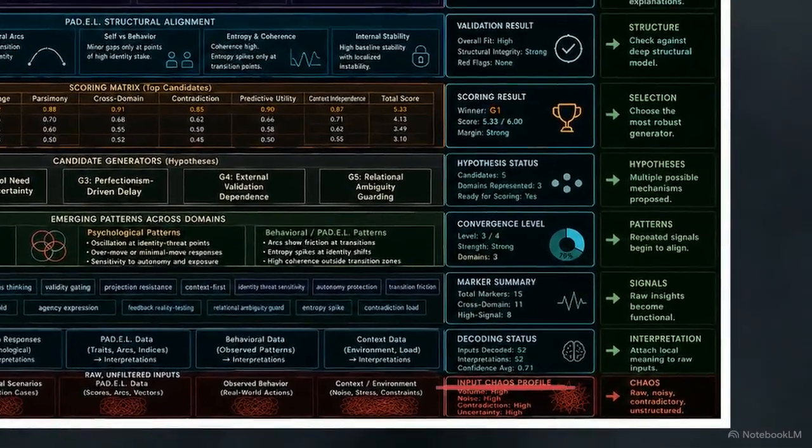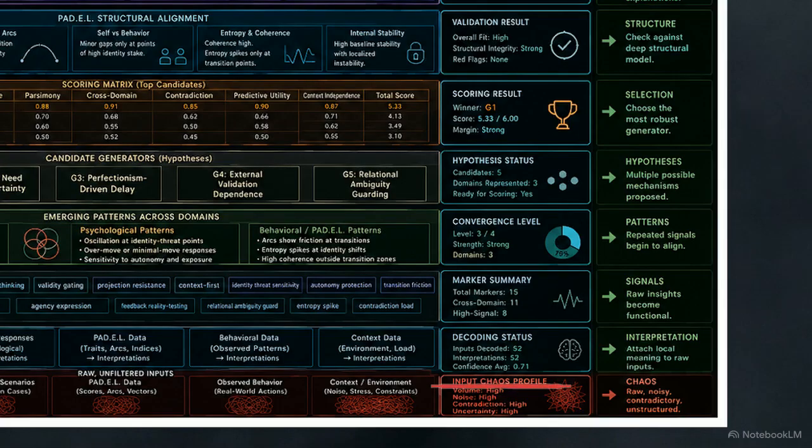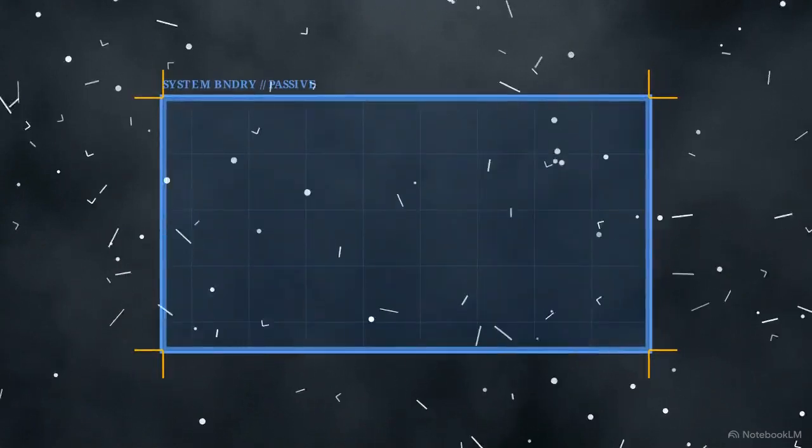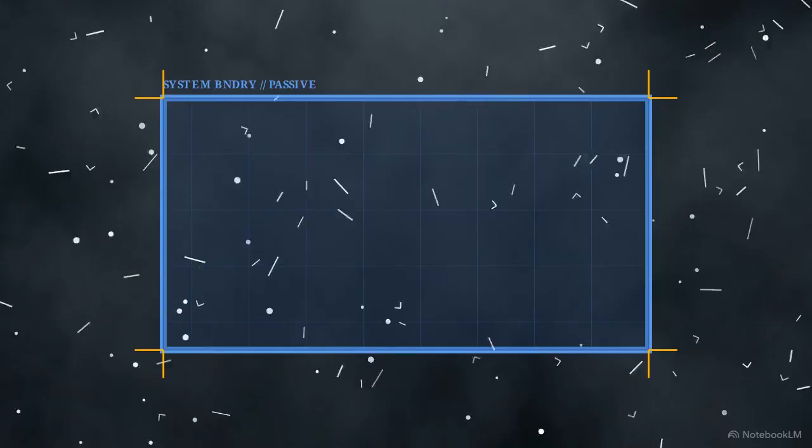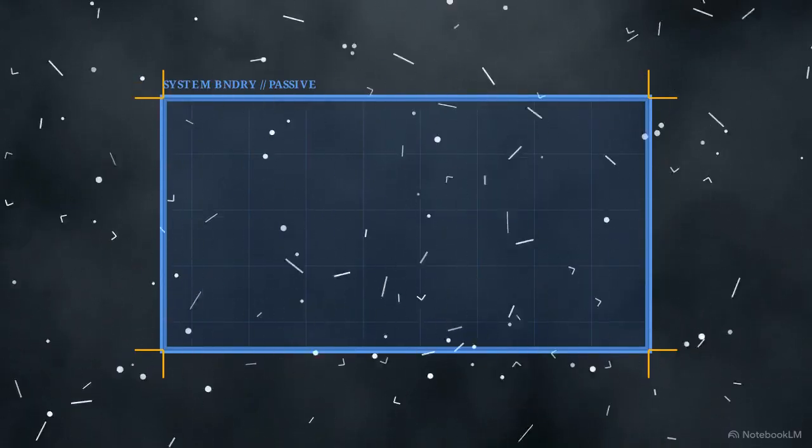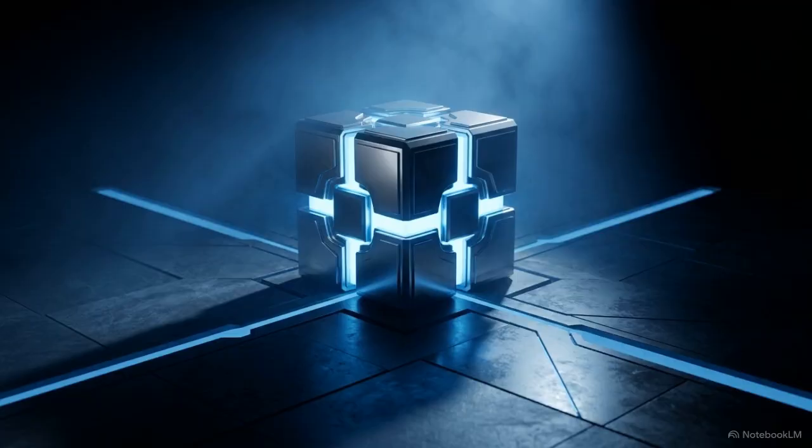As the metrics in the chaos profile indicate, this data is characterized by extreme volume, high contradiction, and massive uncertainty. Remaining in this unstructured state leads to critical entropy. Without a framework to organize these signals, the system cannot differentiate between functional data and environmental noise. To prevent this instability, the agent initiates the generative direction.